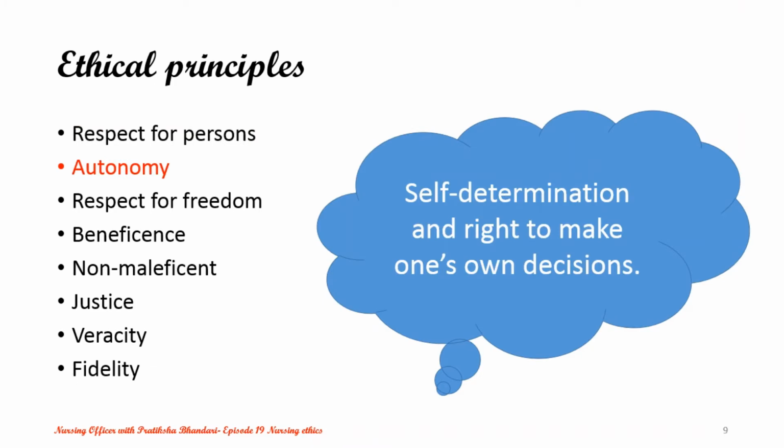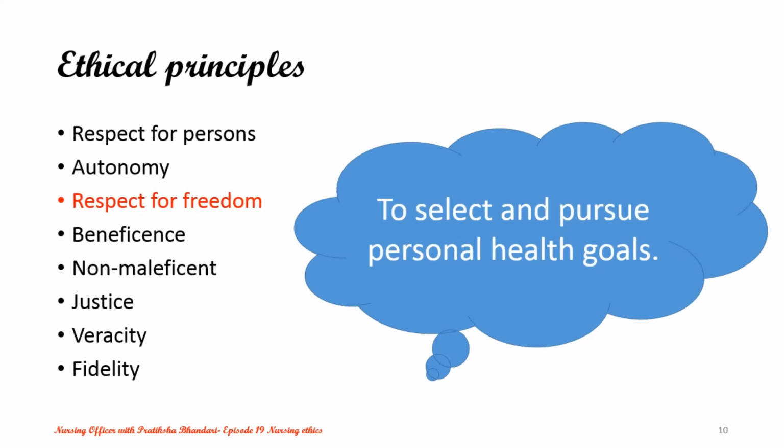Autonomy is the self-determination and right to make one's own decisions. For example, a client should be provided with informed consent before doing any procedure, and it's the autonomy of the patient. Respect for freedom. Everyone has their own right to freedom and we should respect the freedom of the person. It means to select and pursue personal health goals. For example, whether the patient wants a certain procedure for him or not.